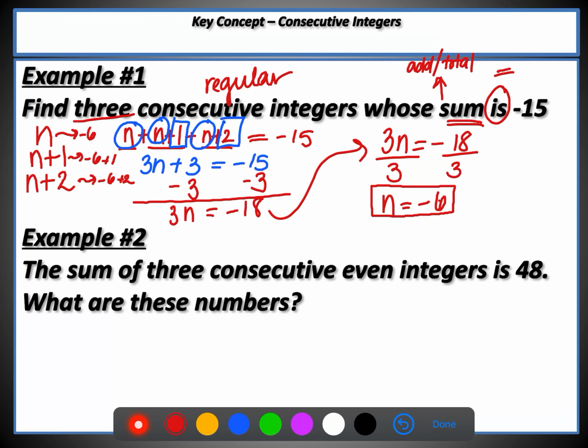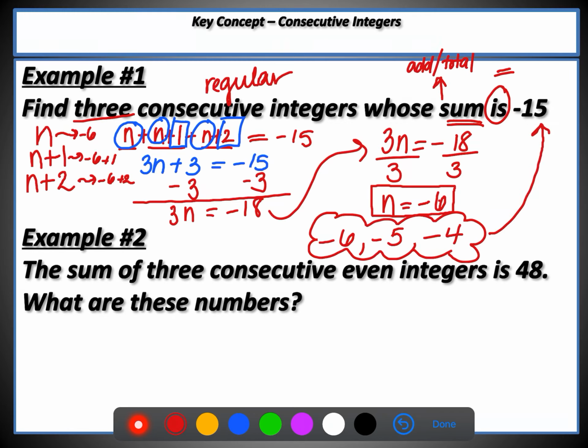Okay, so our final answers here: -6, -5, -4. Okay, and the way that you could check your answer is add them up and see, did I get -15?